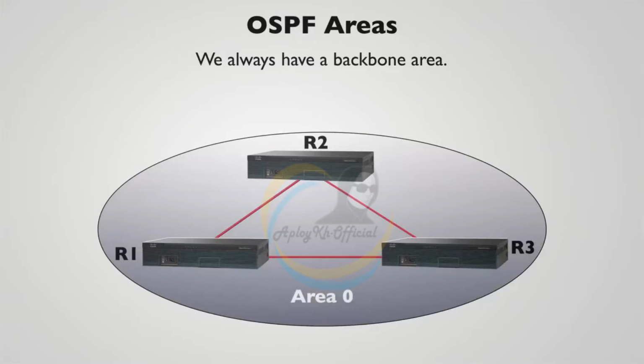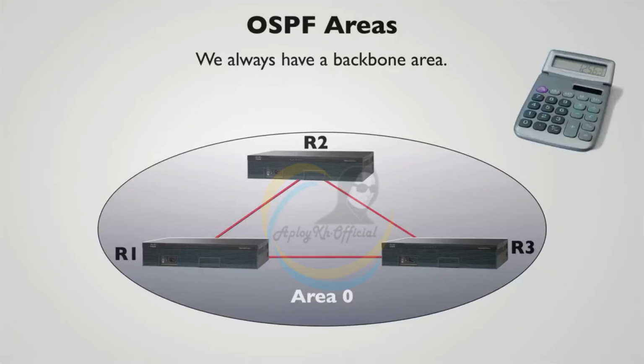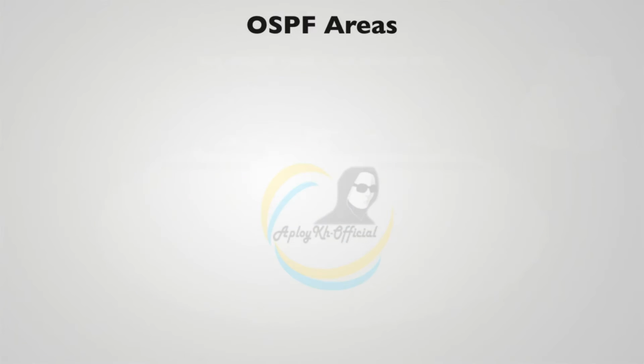As a result, the map that they construct, running the Dijkstra shortest path first algorithm, their view of the topology should be identical. They should see area 0 the same. And again, this is done by doing a calculation. They each do their own calculation and they should come up with the same result. They should have the same view of the topology.